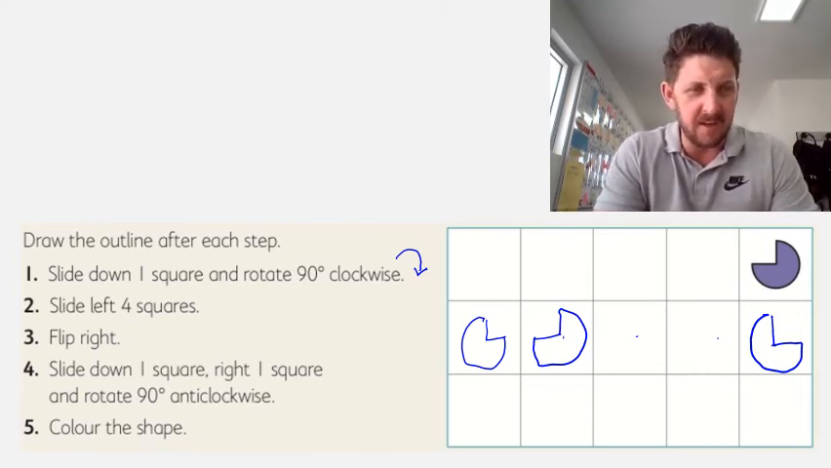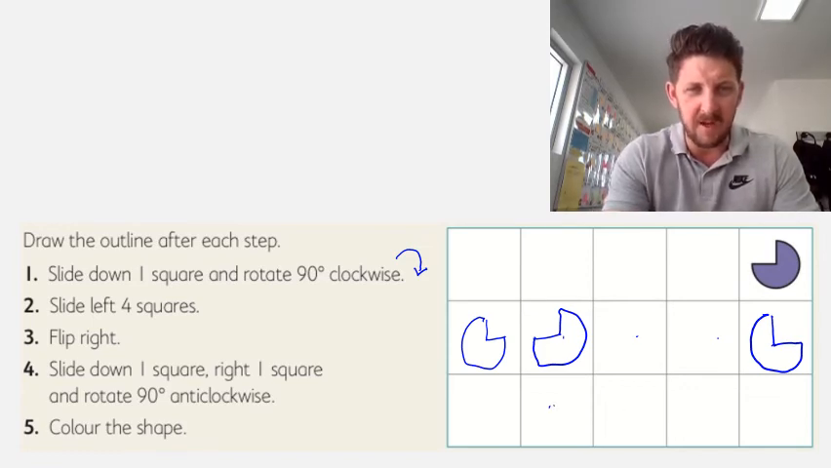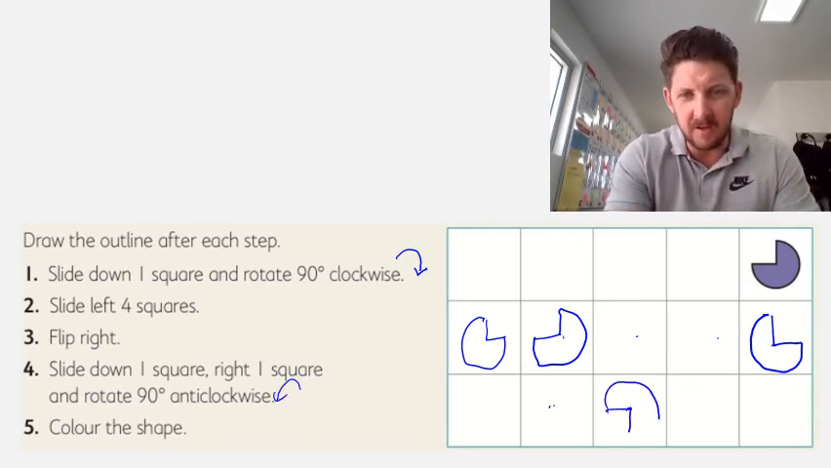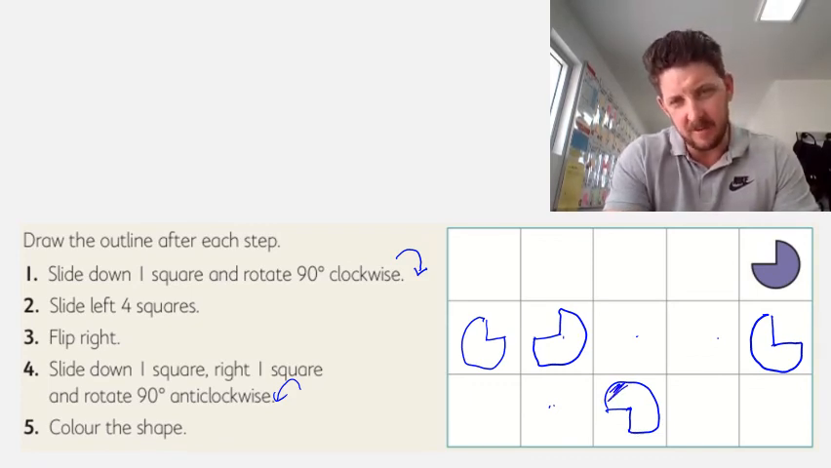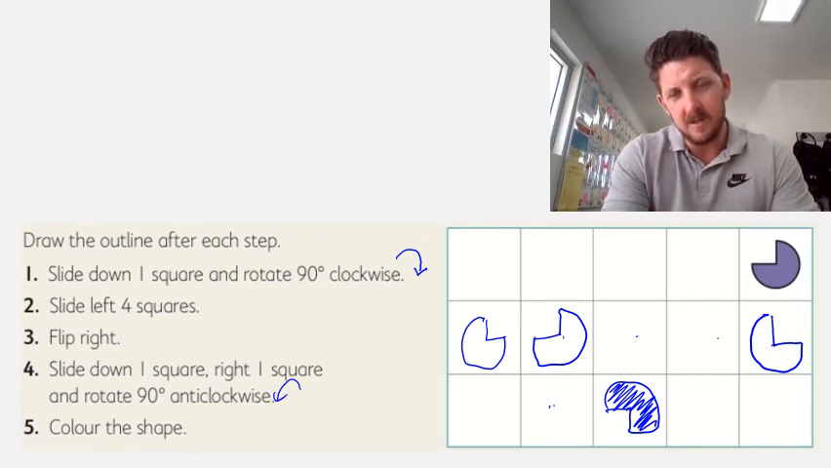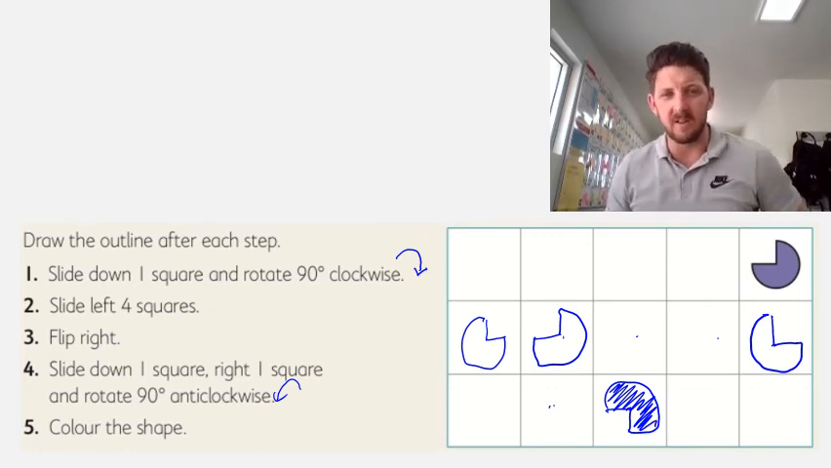All right, then it says slide it down 1 square and 1 to the right. So 1 square down, 1 to the right, and then it says you're going to rotate it 90 degrees anti-clockwise. So we're doing it anti-clockwise. Remember, anti-clockwise means this way. So our shape then looks like so. And then it says colour the shape. So that's what your shape should have looked like, gents, if you got to the end.